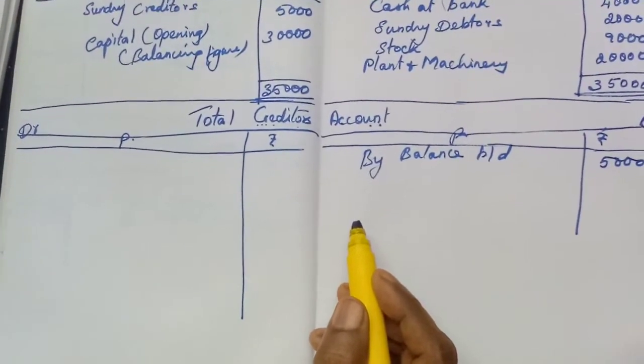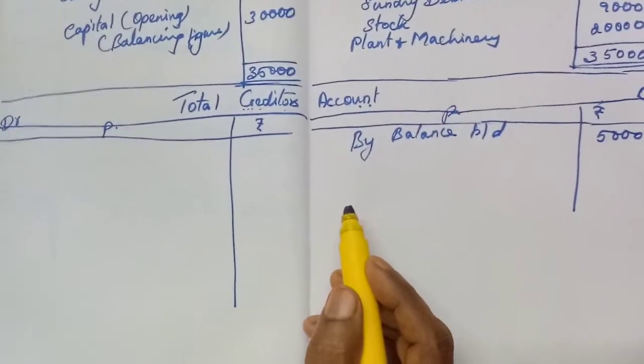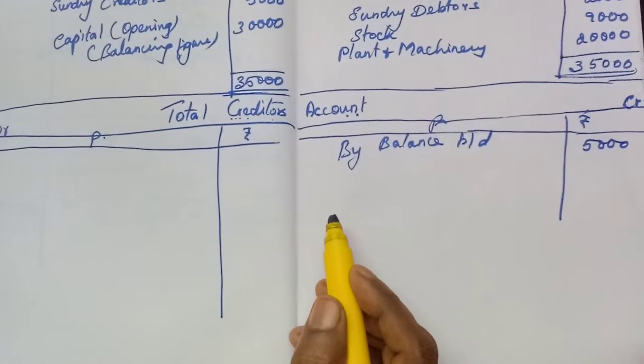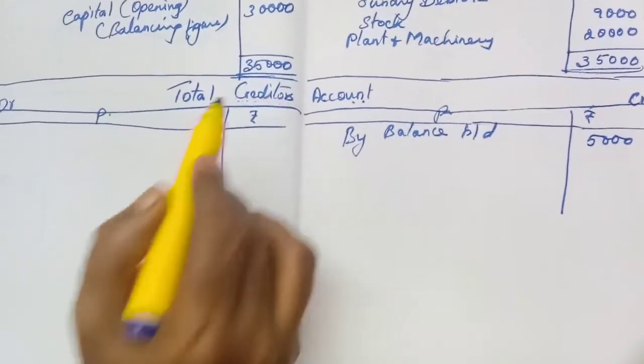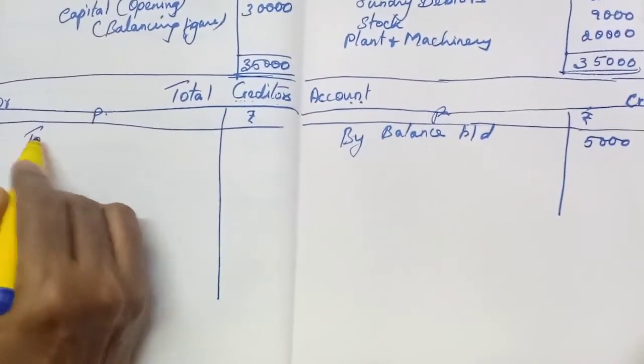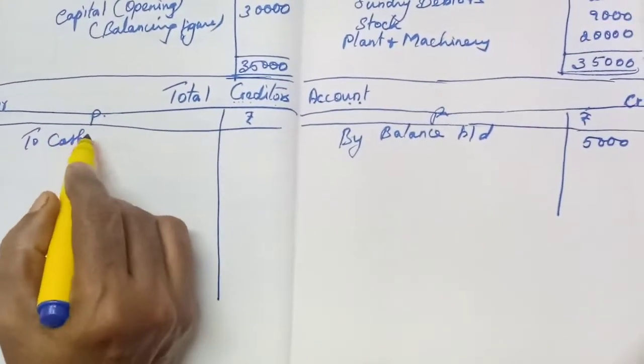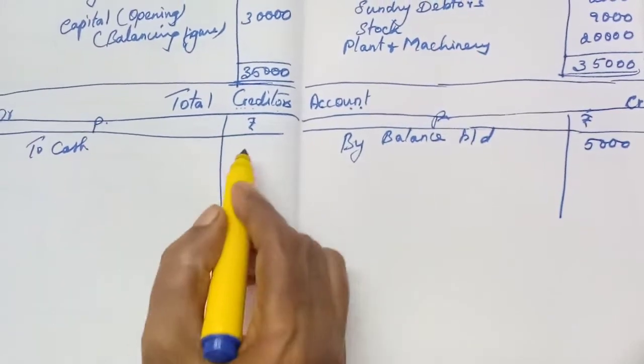Okay. Other information, you come. Advertisement will not come. Carriage inward, no. Then cash paid to creditors. That is related to creditors. What will be the entry? Creditors account debtor to cash. So we should write to cash 64,000.